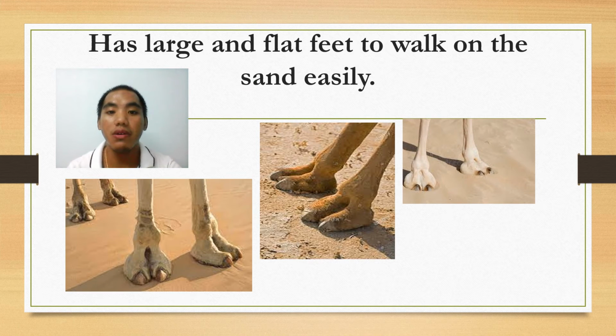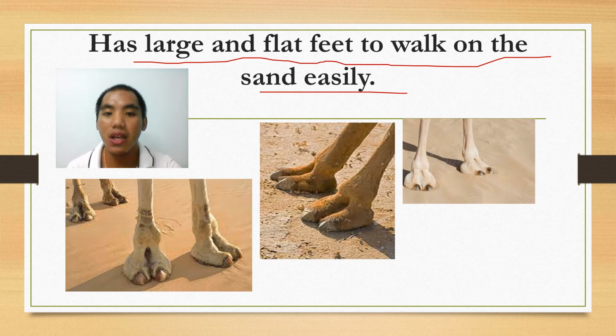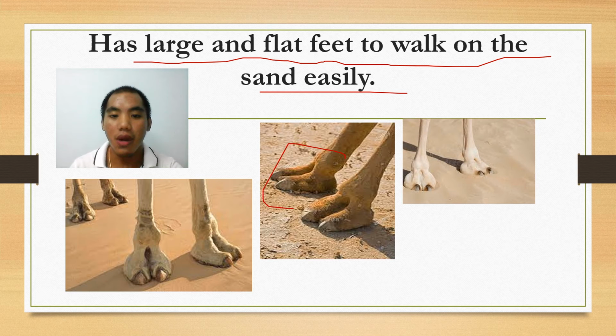First, they have large and flat feet. They have large and flat feet to walk on the sand easily. Look at their feet. It's flat, right? They got large and flat feet. So this is one of their features. That's why they could stay in the desert for a long period of time.